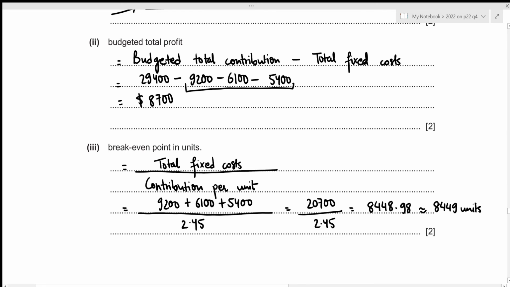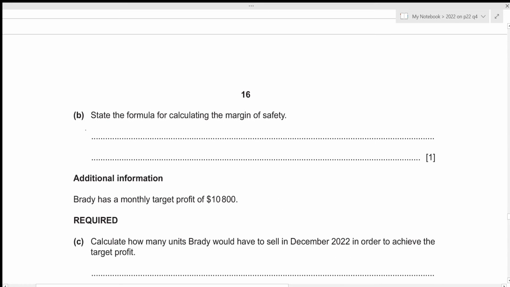All right, let's move to the next part. We now need to state the formula for calculating the margin of safety, and the formula is actual sales minus the break-even sales.